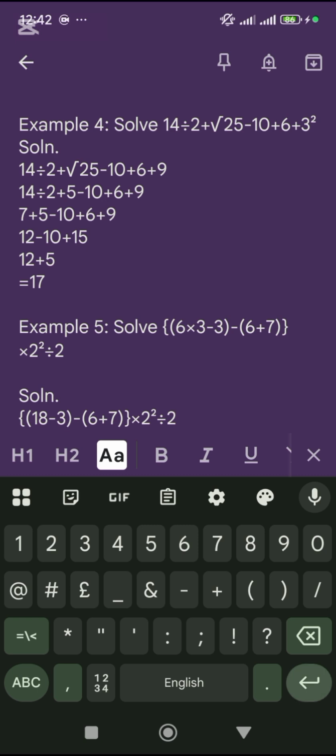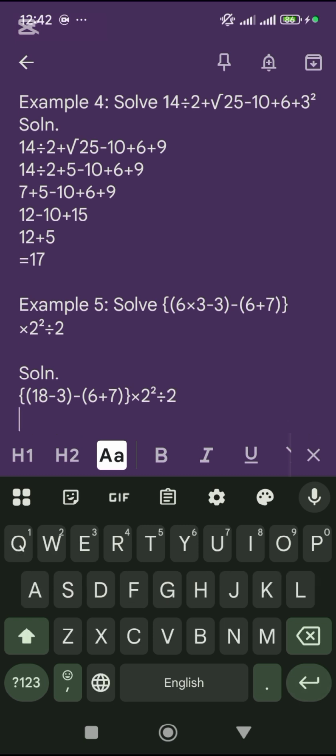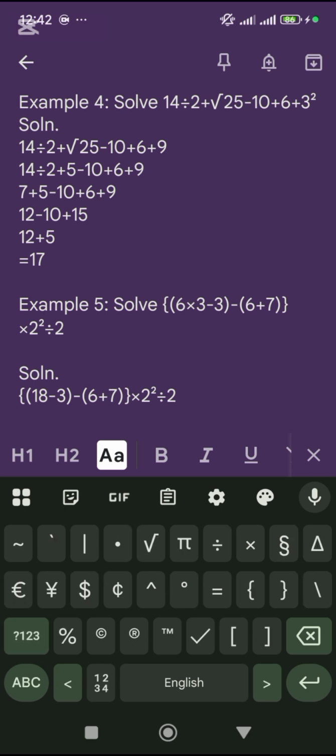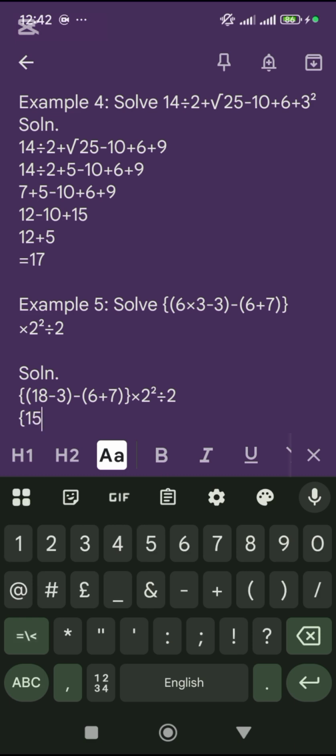All right, we come to the next thing to do. What's the next thing to do here? You continue with the same bracket. 18 minus 3 will give you 15, so that you have minus here. 6 plus 7, that's the one in the bracket here. All right, 6 plus 7, that will be 13.